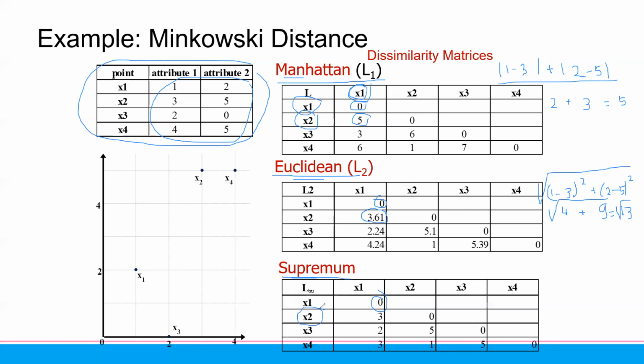What about the supremum? For the supremum, we have x2 and x1 the same. 1 minus 3, and then we take the absolute value, and then 2 minus 5, again the absolute value. For this one, we have 2 and we have 3. So what is the maximum? The maximum is 3. So we put this into the distance of the supremum.